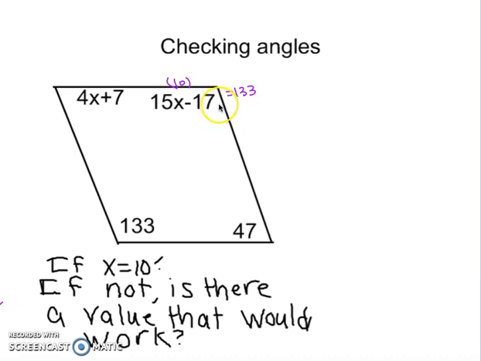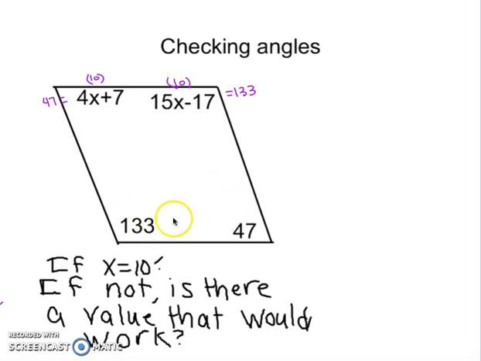So far we have one set of opposite angles that are congruent, and now we need to check the other set. So here, if we plug in our 10, 4 times 10 is 40, plus 7 would equal 47, and this is also 47. So we have another set of opposite angles that are congruent.